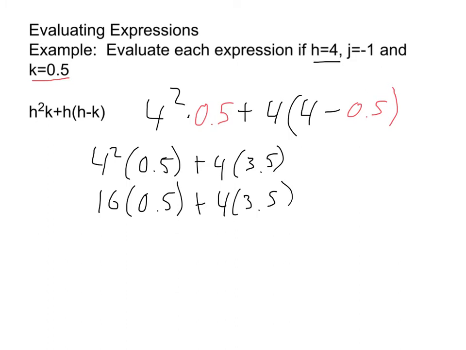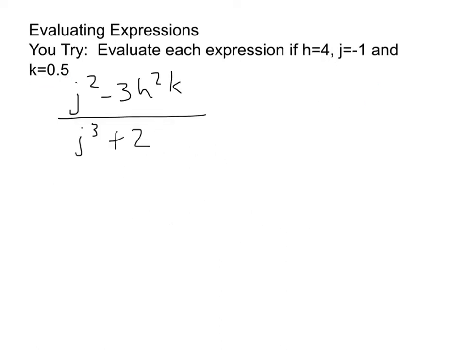Okay, I'm going to do multiplication. I'm going to just do them together here. So 16 times 0.5, or half of 16, is 8, plus 4 times 3.5, well, 4 times 3 is 12, 4 times 0.5 is 2, 12 plus 2 makes 14, and that is equal to 22. So we did parentheses, exponents, multiplication. We didn't have any division, but it would go at the same time as the multiplication. You just go left to right, and then we finally did addition. We did subtraction in the parentheses up there, but we had to do that first because it was inside those parentheses.